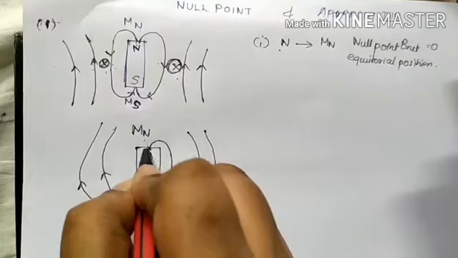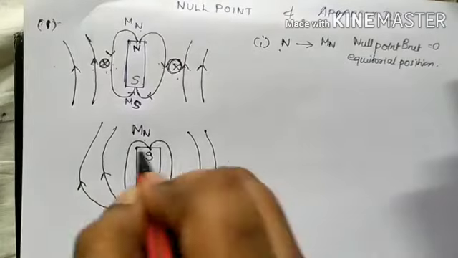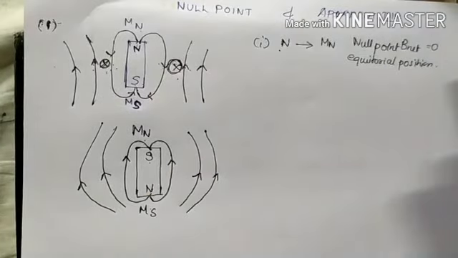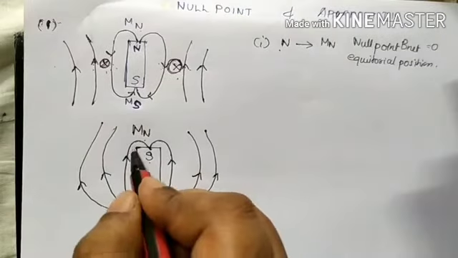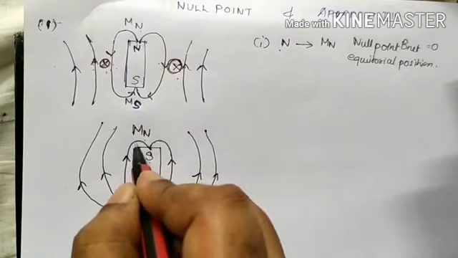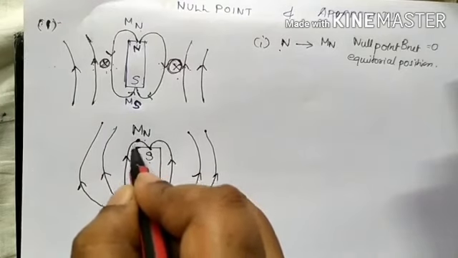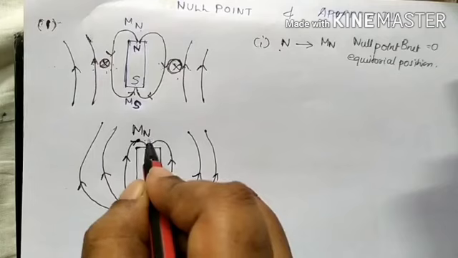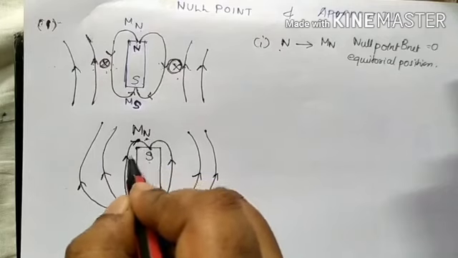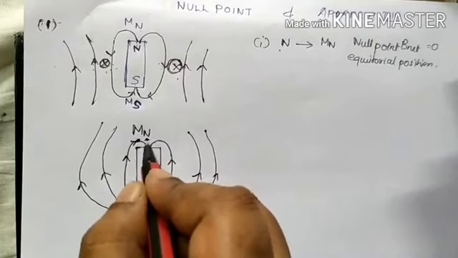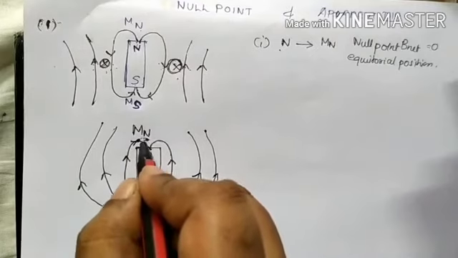Now again, these are the field lines of the permanent magnet I have shown. Now tell me guys, from which position does the null point occur? Where is the point where the magnetic field lines of the magnet cancel the magnetic field lines of the Earth? See, I am showing a point. At that point, as per our magnet's field line, it is coming in.